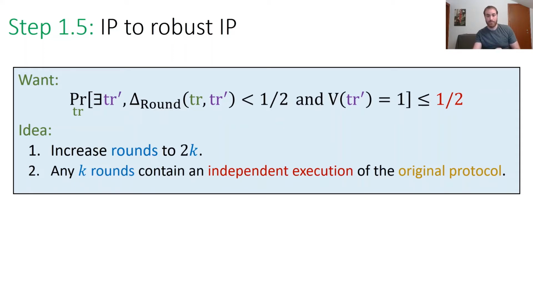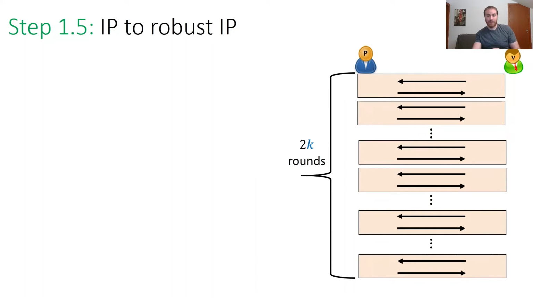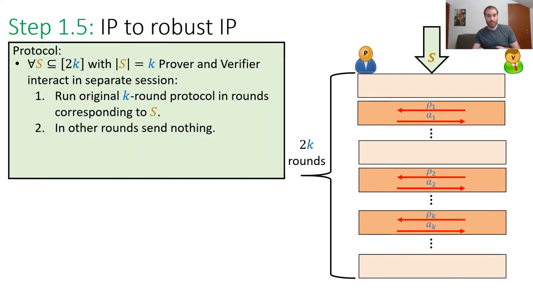Let's take a closer look at this. So we have a k round interactive proof. We're extending it to 2k rounds, and the protocol looks as follows. For every set S of the 2k rounds of size k, the prover and verifier interact in a separate session that works as follows. In the rounds corresponding to S, the parties run the original k round protocol, and in the other rounds they do nothing.